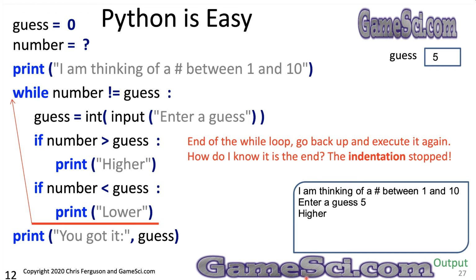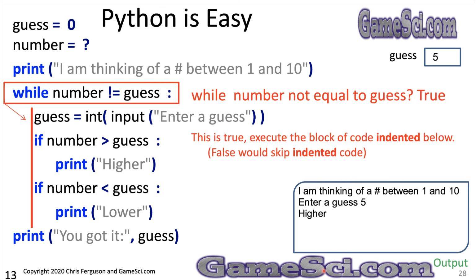End of the while loop. Go back up and execute it again. How do I know this is the end of the while loop? Because the indentation stopped. Remember, it's all about the indent. All this code that's indented on this line is part of the while loop. When we reach the end of the indentation, which we clearly have, because that's not indented, that is the end of the while loop. So this line here doesn't technically execute. What it does is say, well, when I'm done with this indented code, the while loop says go back up and execute the while loop again. And this code will jump back up and execute the while loop again.